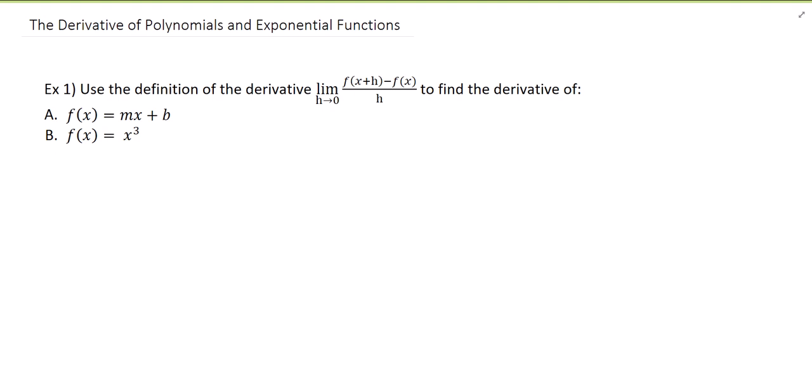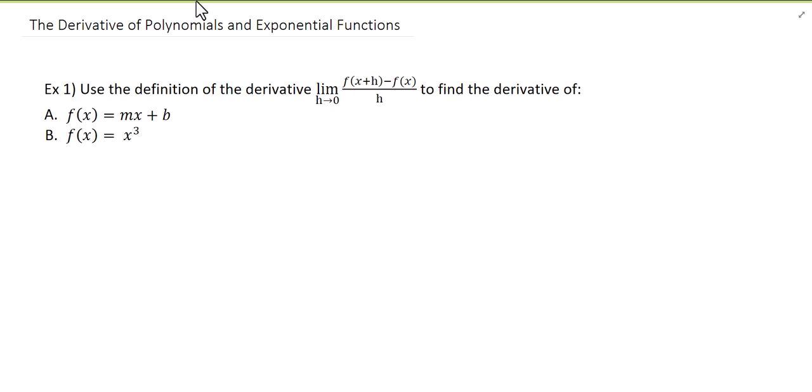Hi there, in this video we're going to start our discussion of the derivative of polynomials and exponential functions. So we're moving away from using the definition of the derivative, although we will use it to come up with the shortcuts. So let's look at this problem.